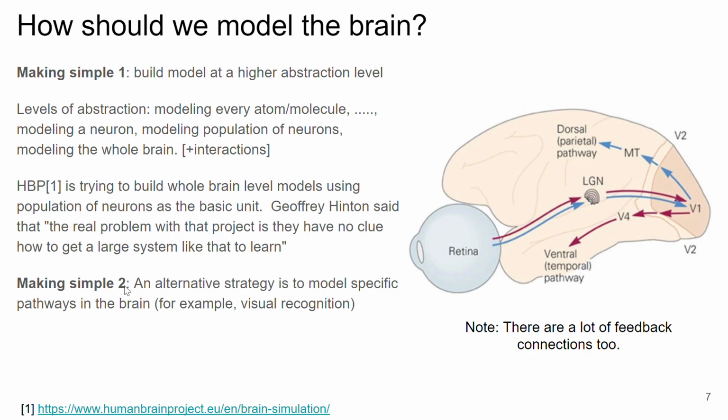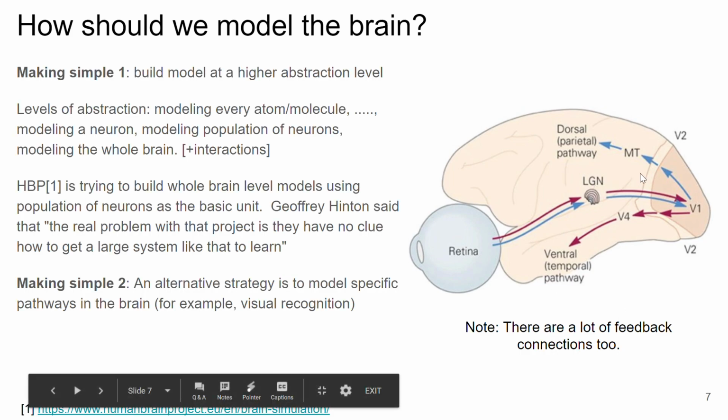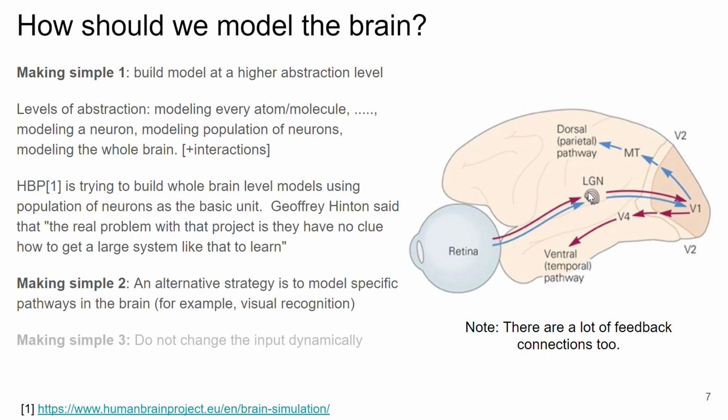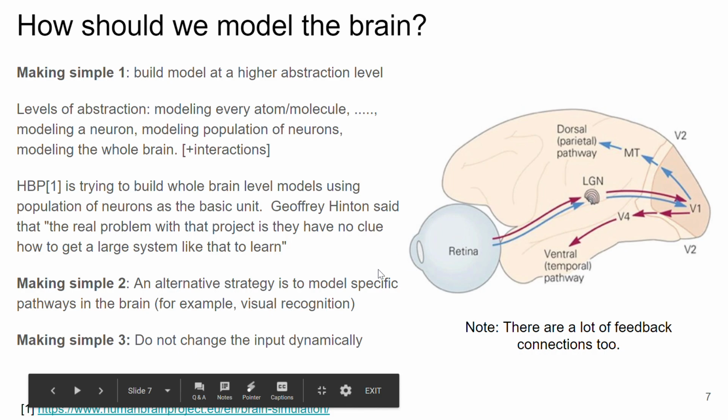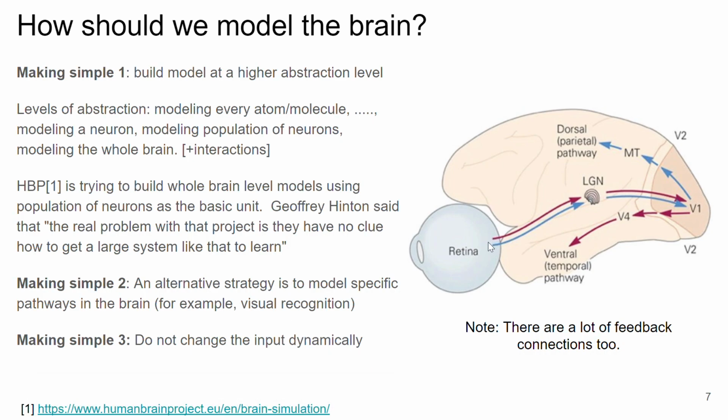Another simplifying assumption is to model just specific pathways instead of the whole brain. So this is how the vision pathway is in the brain. The light hits your retina, it goes to the LGN and then V1 and then higher layers of your brain. And there are also a lot of feedback connections. And another assumption is to assume that the input is constant and it's not changing over time. We can relax these assumptions later to build a more general model, but this is a good starting point. And I'm going to cover one such attempt in this talk.